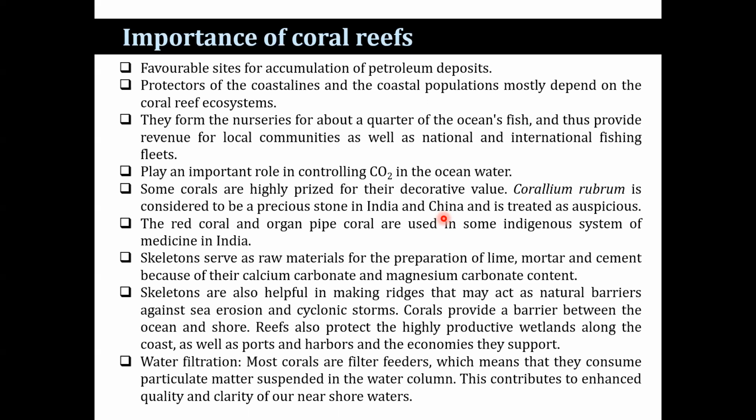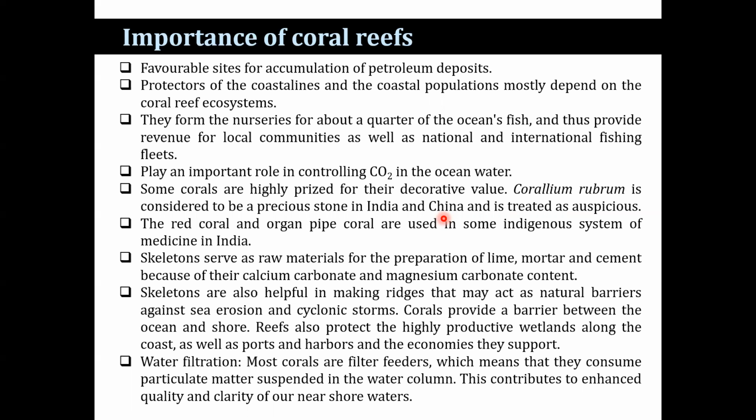The red coral and organ pipe corals are used in some indigenous systems of medicine in India. Coral skeletons serve as raw materials for the preparation of lime, mortar, and cement because of their calcium carbonate and magnesium carbonate content. Coral skeletons are also helpful in making ridges that may act as natural barriers against sea erosion and cyclonic storms. Corals provide a barrier between the ocean and shore.